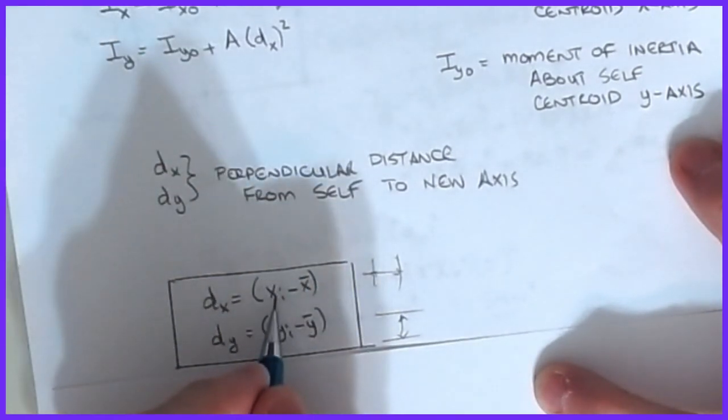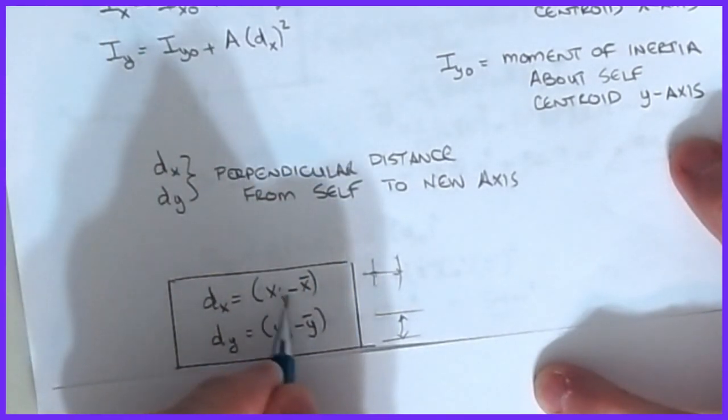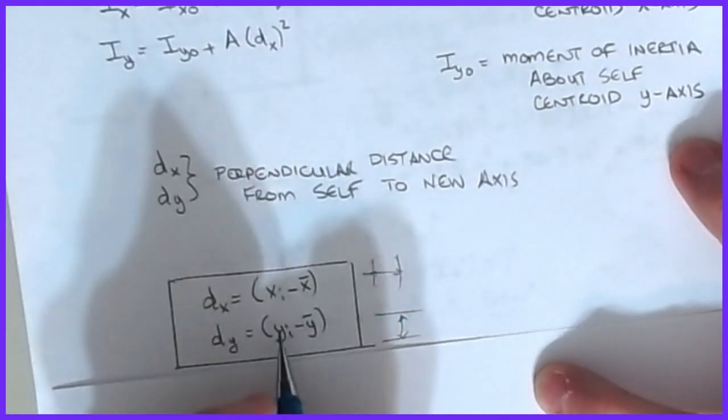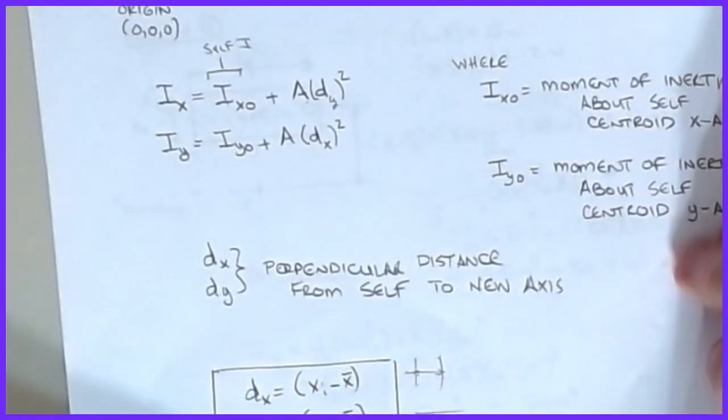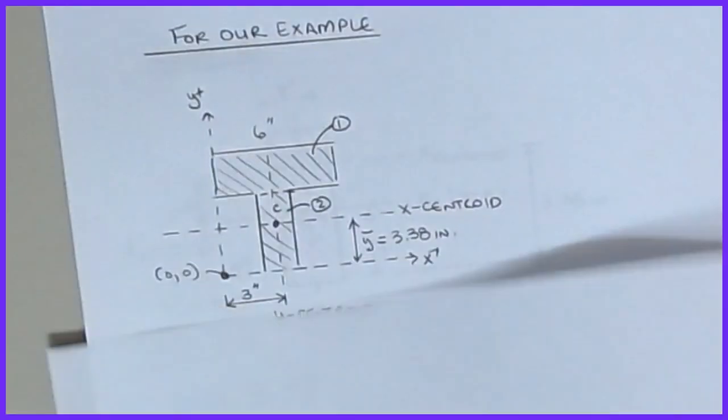It's just the x coordinate of the region I'm looking at minus the combined centroid, and then the y coordinate of the region minus the y centroid. So no major deals there. All right, so let's go back and revisit our example for our piece here. I've redrawn the shape a little bit. This is down here where you guys can see it.